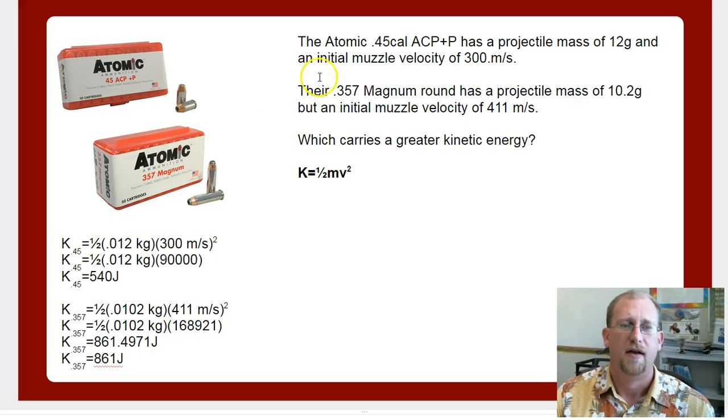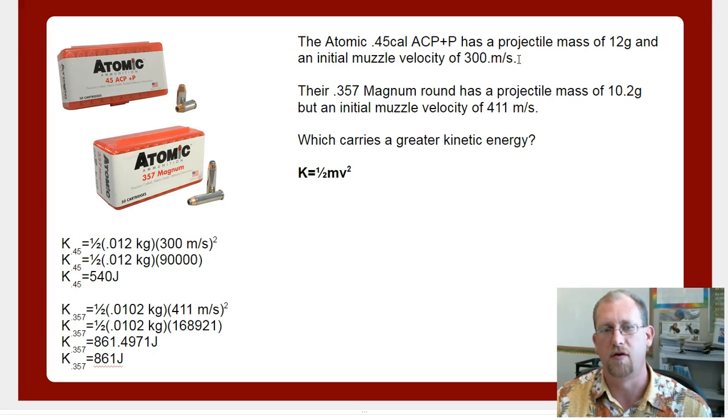So here we go. The atomic brand .45 caliber ACP plus P round has a projectile mass of 12 grams. So the bullet weighs 12 grams, with an initial muzzle velocity of 300 meters per second. So it leaves the barrel of the gun at 300 meters per second. Same ammunition company has a .357 that weighs less, 10.2 grams, less mass, but faster muzzle velocity, leaves the barrel of the gun at 411 meters per second. Which one has more kinetic energy?